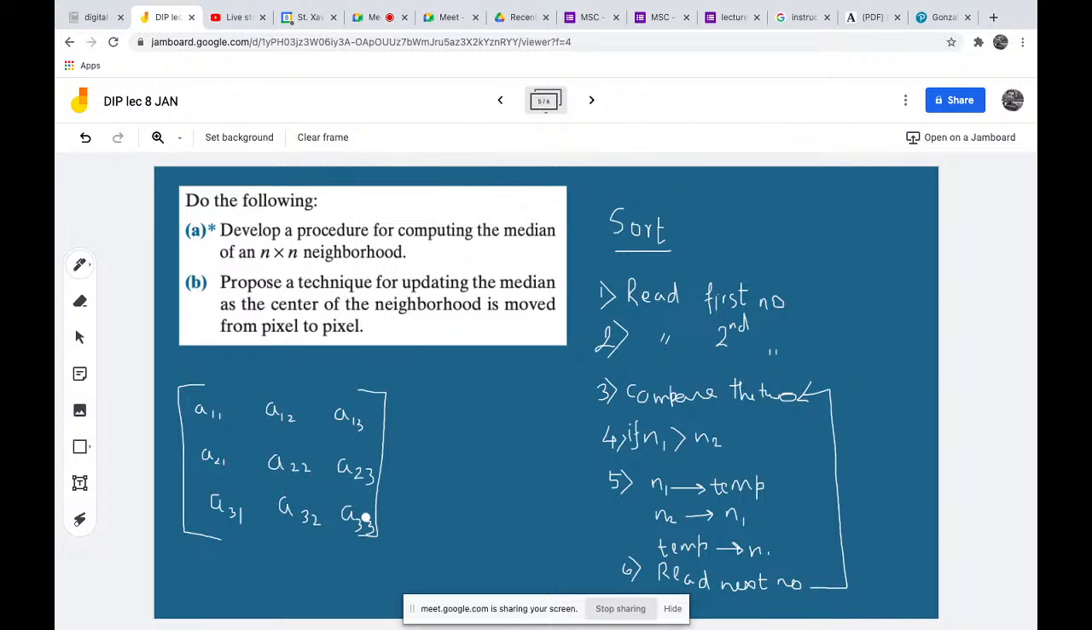Okay? Once the process is finished, you get an ordered list. Ordered list means the smallest will be this and the largest will be this one. Now, can you tell me how to find the median?